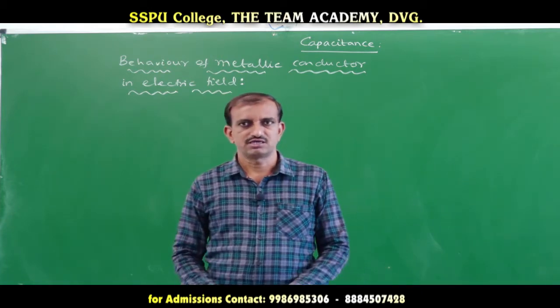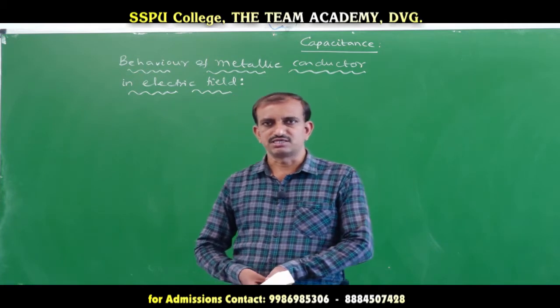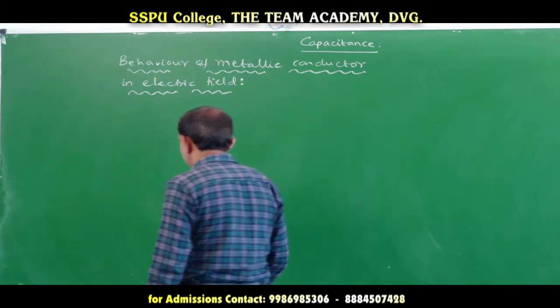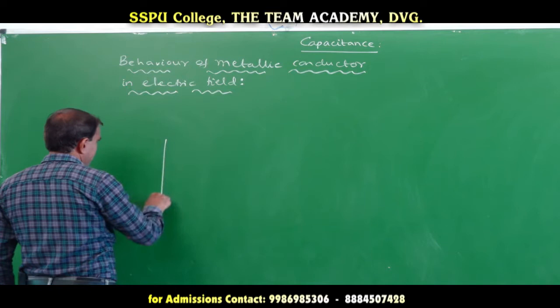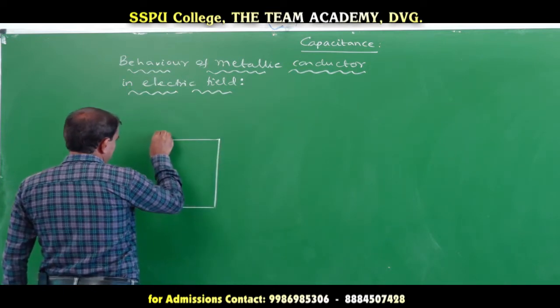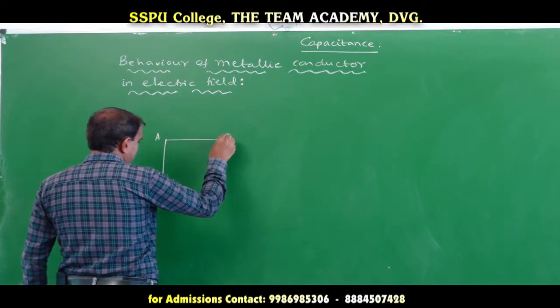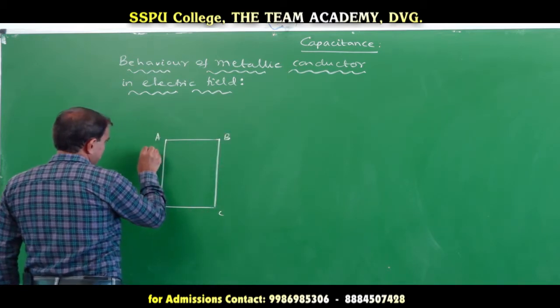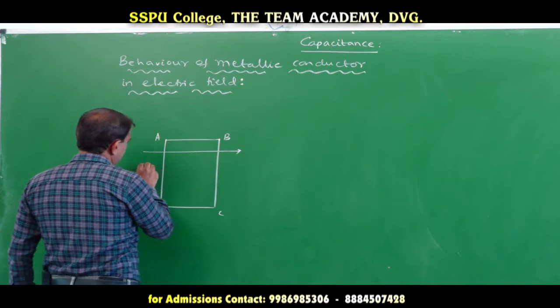Let us consider a metallic plate placed in an external electric field. Suppose this is the metal plate ABCD, and this is the external electric field E.